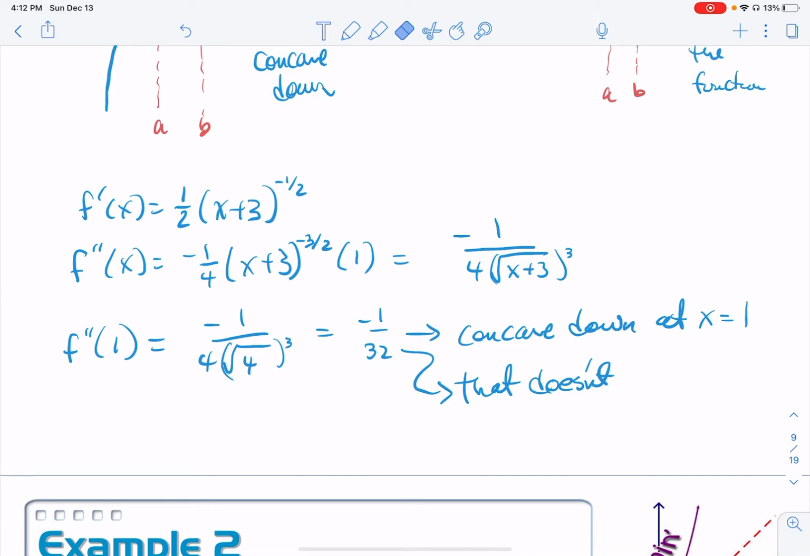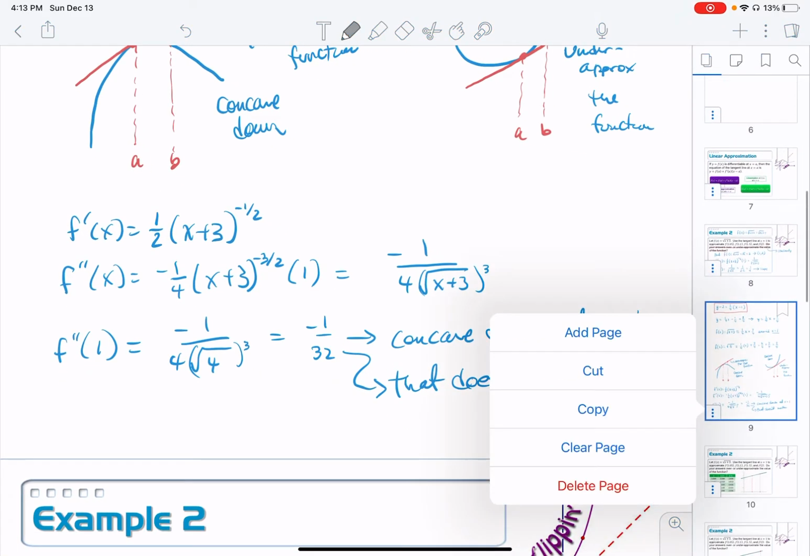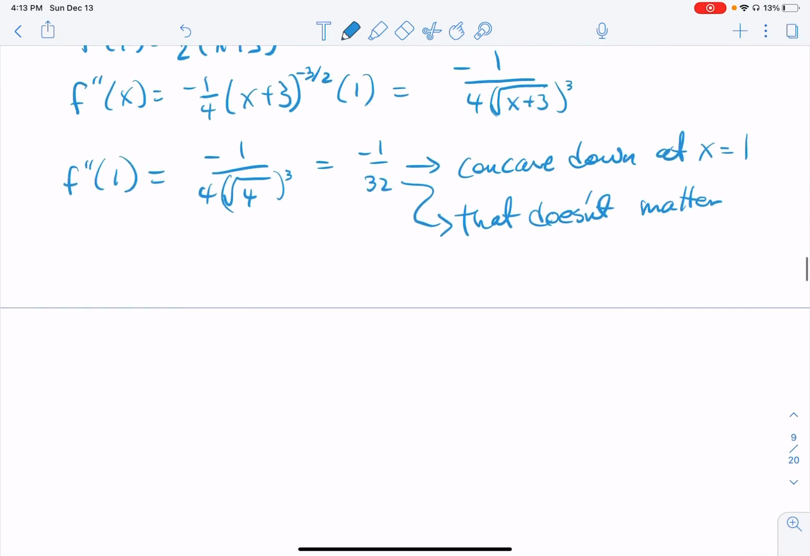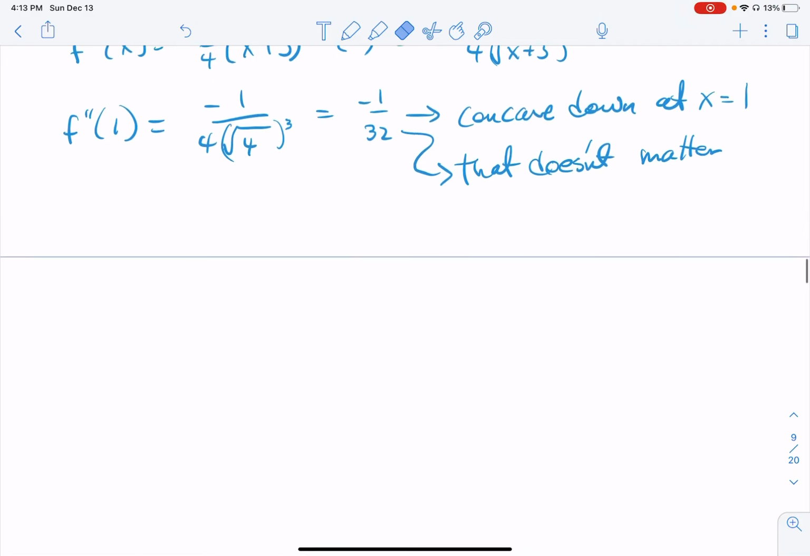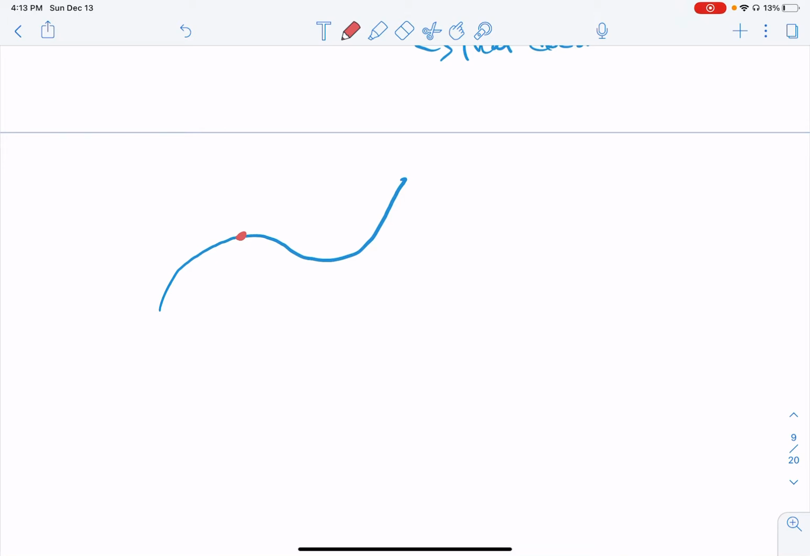Hopefully this is making an impression on you, because it is important. I don't care about the concavity at the point. Actually, I do, but I need to broaden it up just a little bit. I'm going to insert a little extra page here so I can draw you a further picture. All right, so we saw that it is concave down at the point of tangency. So if I were to draw my graph here, concave down, and then let's say that it comes back over here. Now I'm going to put my tangent line right up in here.